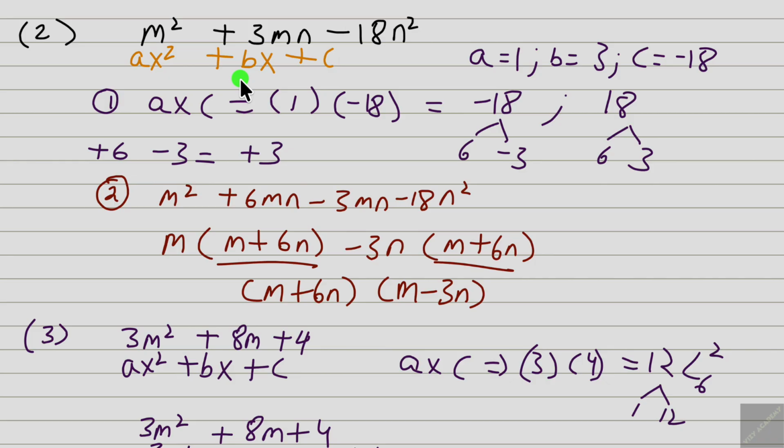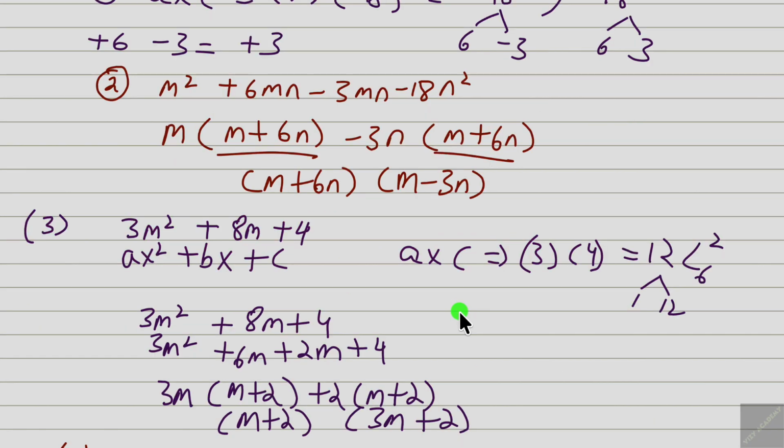Now the next step is to change it into 4 terms. So it will be m square plus 6mn minus 3mn minus 18n square. Now from the first two terms, the GCF is m. Taking m common, m square over m is m, 6mn divided by m is 6n. The next two terms are negative 3mn minus 18n square, so here we are taking negative 3n common. Negative 3mn divided by negative 3n is m, and negative 18n square divided by negative 3n is plus 6n. So it will be m plus 6n times m minus 3n.